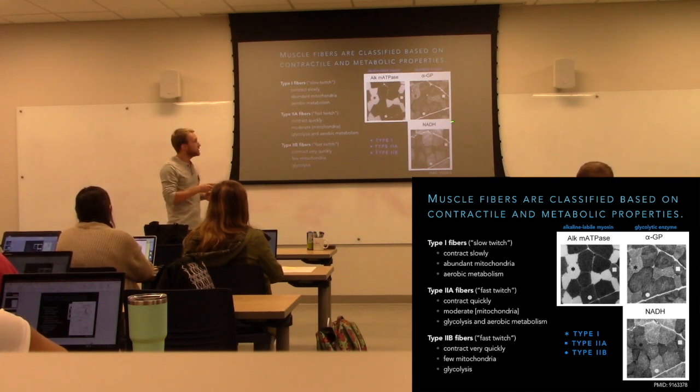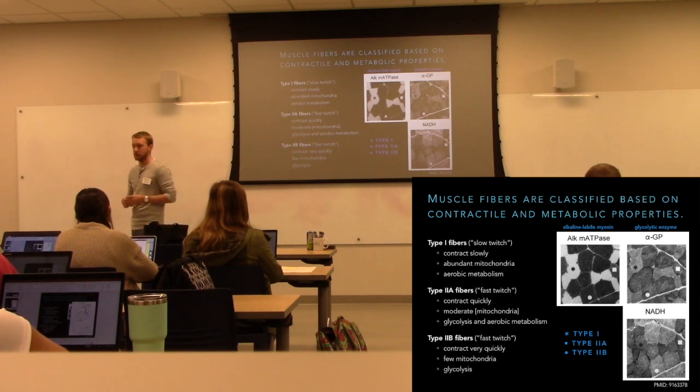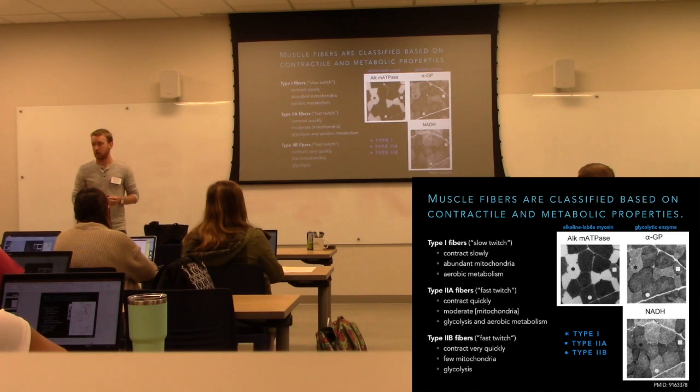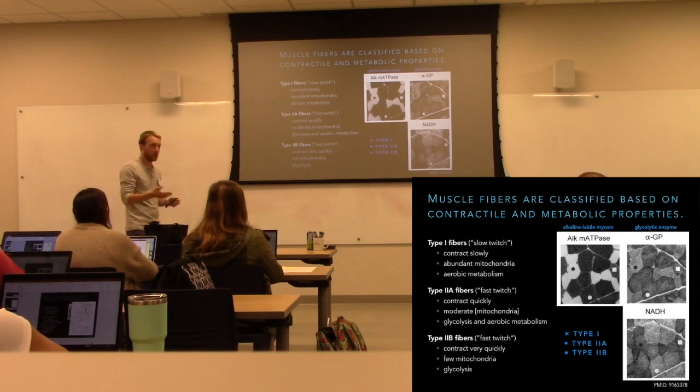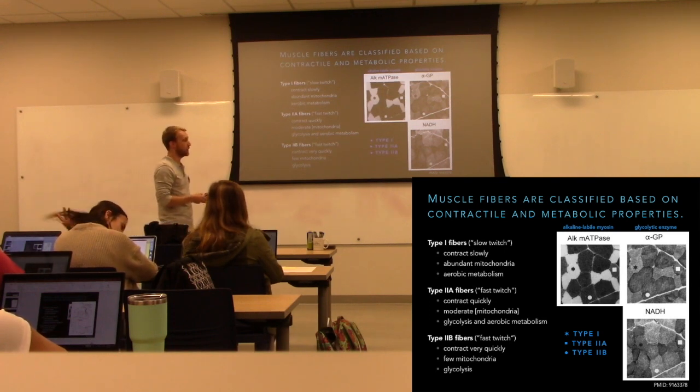Those really fast twitch fibers, they're going to have a lot of glycolytic enzymes. That's what we're seeing here, glycolytic enzymes. The darker they are, the more glycolysis they undergo. In other words, the more anaerobic metabolism they can carry out. So they don't need to have a constant supply of oxygen here to generate ATP, not like this slow twitch fiber here.